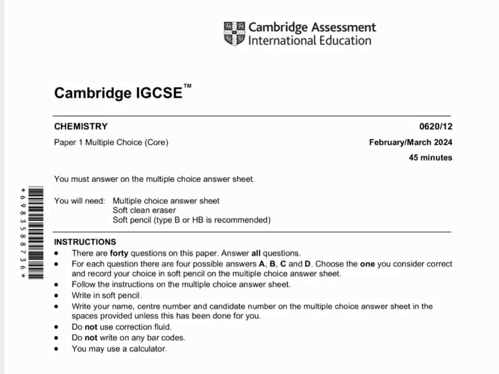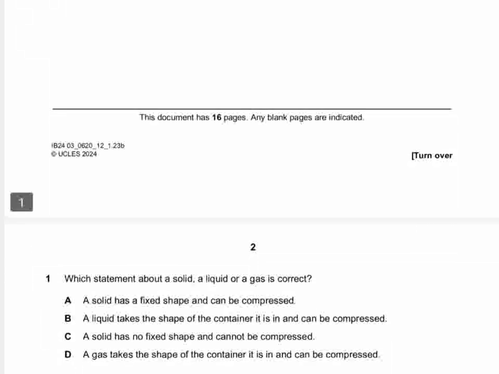Okay, now we have IGCSE Chemistry, and here we are doing February-March 2024, paper 1, variant 2. And there we go with the first question. Which statement about a solid, a liquid, or a gas is correct?